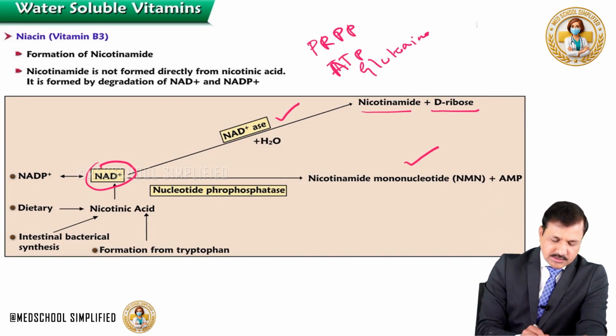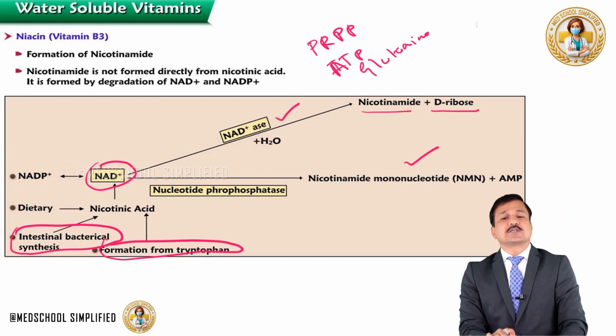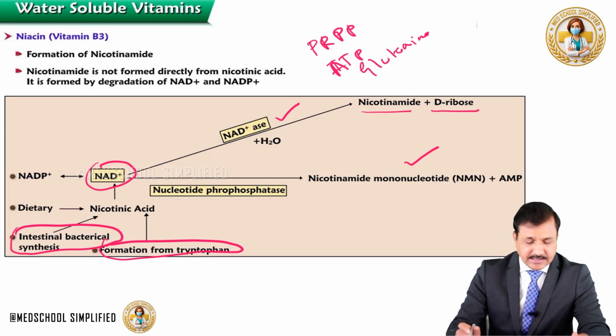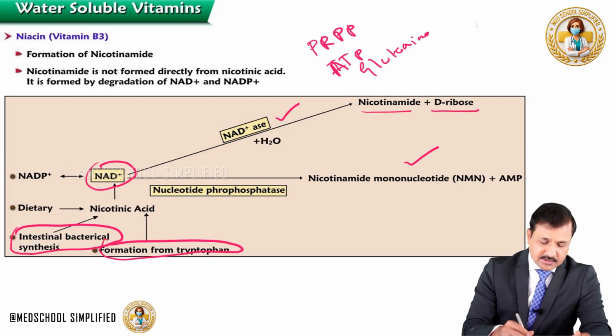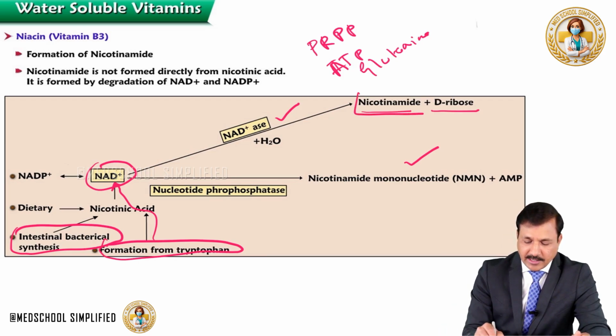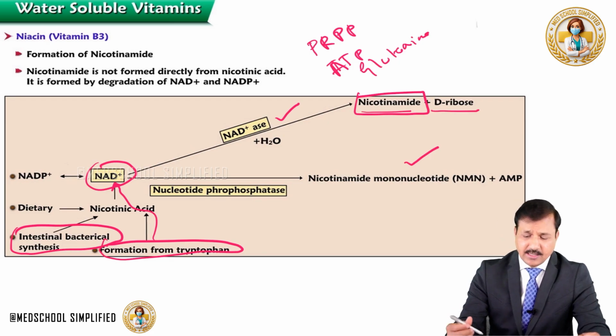Also, some amount of nicotinic acid can be synthesized by intestinal bacteria, and some amount of nicotinic acid can be synthesized from tryptophan. So this is how we are going to get nicotinic acid, and from the nicotinic acid we are going to get NADs, and NADs can be converted into nicotinamide. That's how we get nicotinamide, and this nicotinamide can be further converted into NAD plus, NADPs and all that.